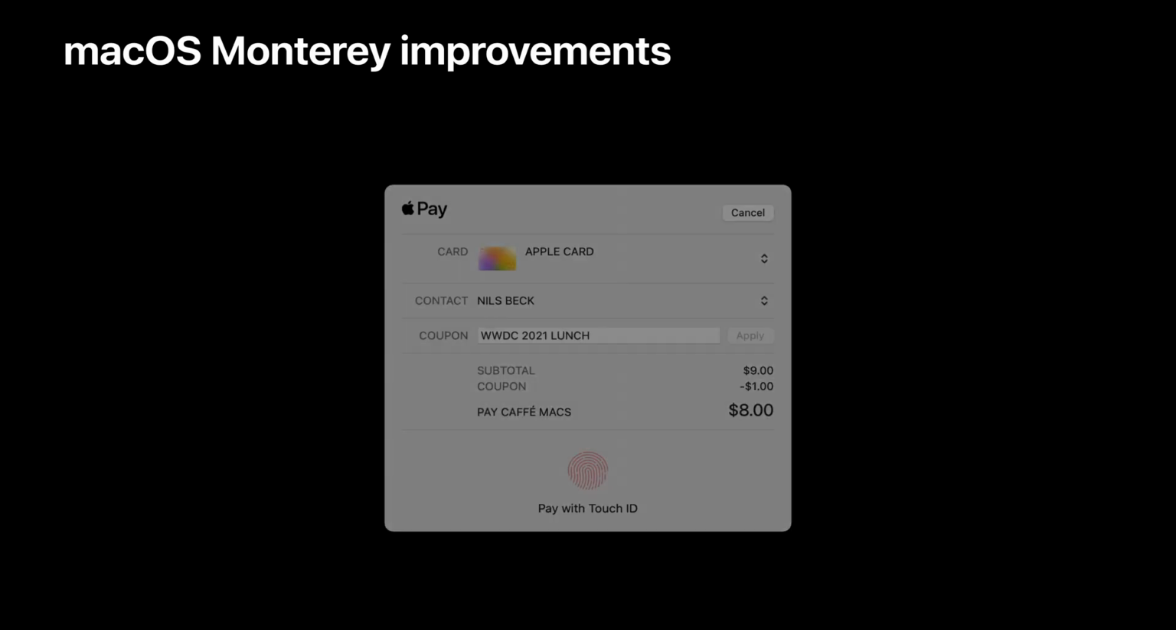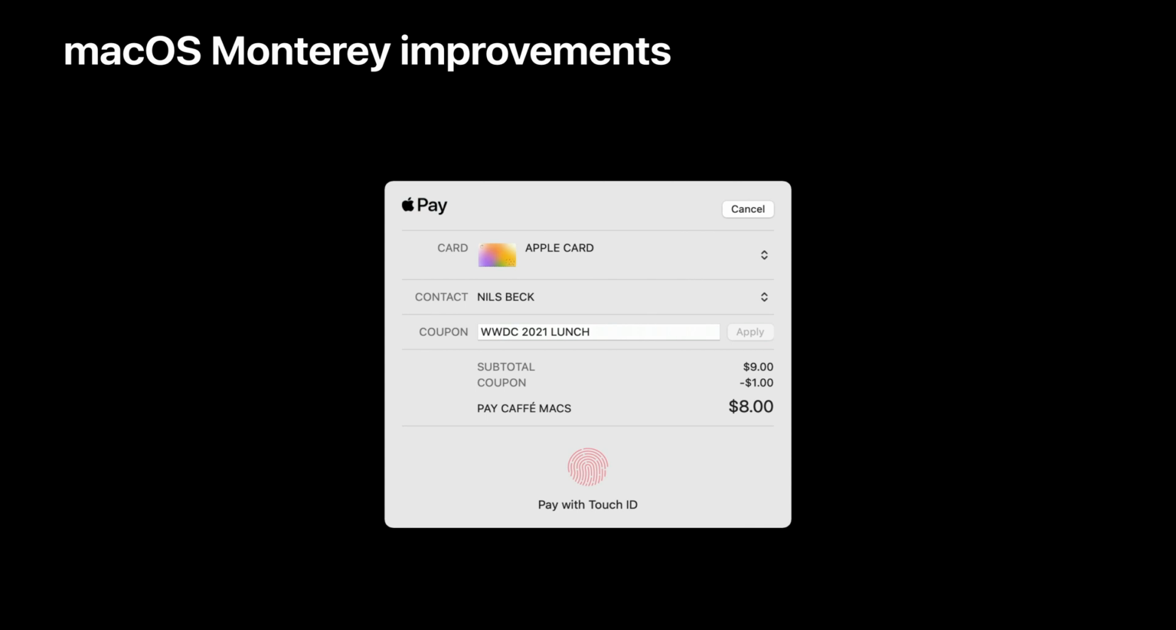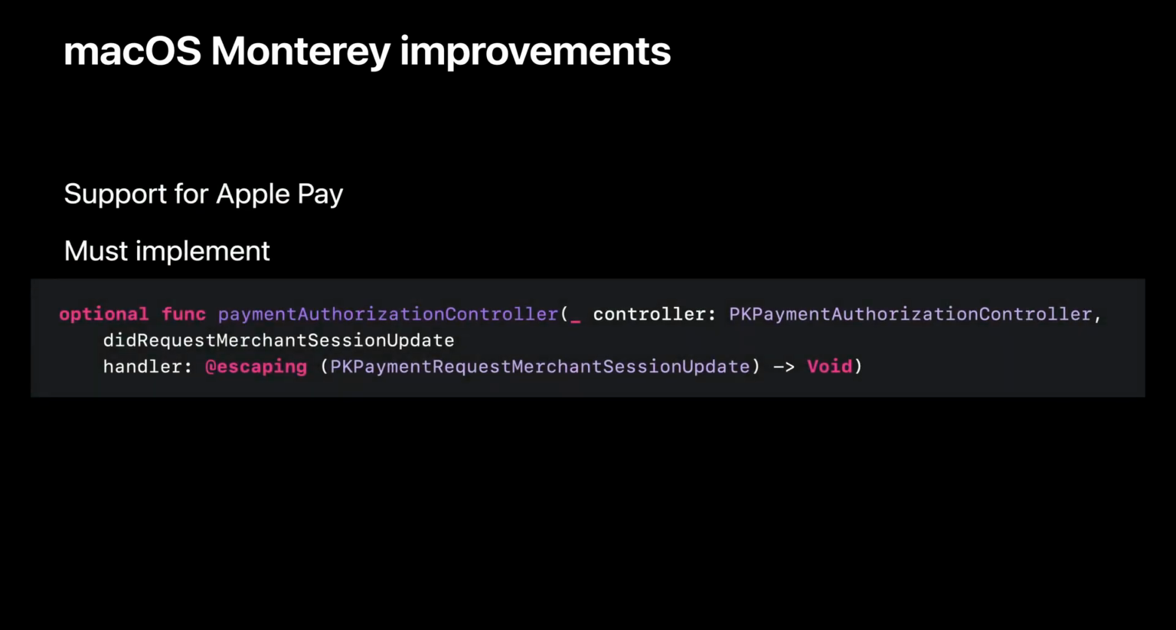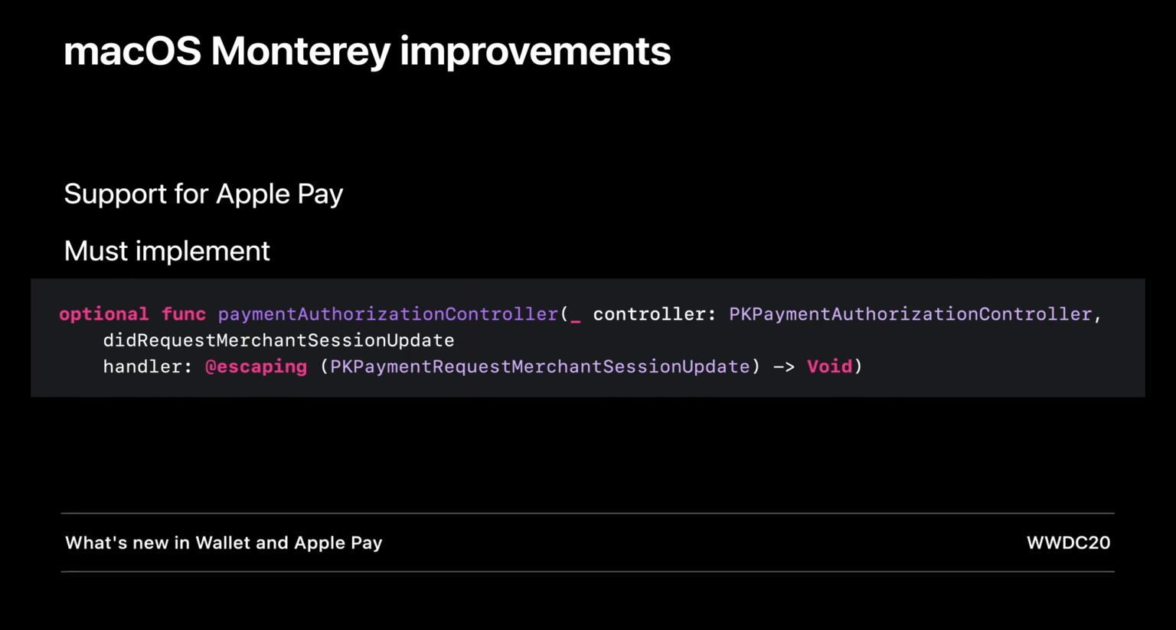With macOS Monterey, we have made even more improvements. Apple Pay is now available for iPad and iPhone apps on M1 Macs using the same enhanced cross-platform API we introduced for Mac Catalyst applications in macOS Big Sur. This means you can now accept payments on every platform where Apple Pay is available using a single implementation. Just make sure you've implemented the paymentAuthorizationController:didRequestMerchantSessionUpdate delegate call on your PKPaymentAuthorizationController delegate. For more details, check out the video What's New in Wallet and Apple Pay.